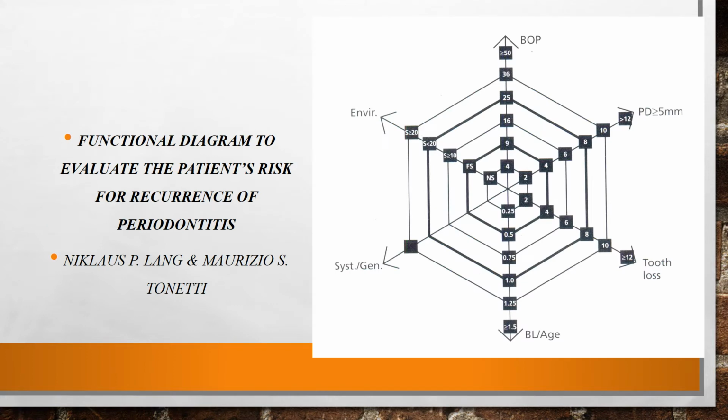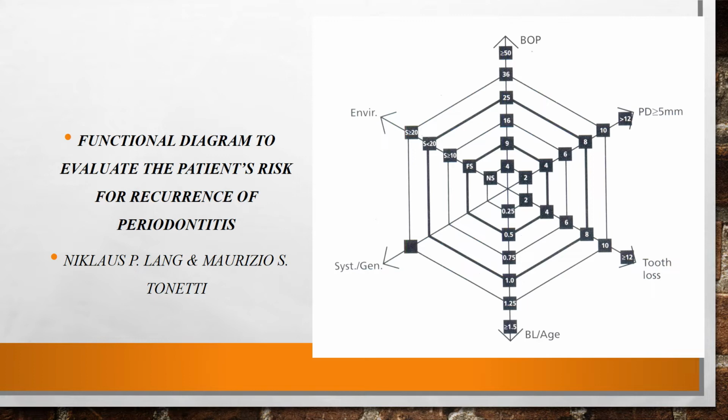This is a functional diagram to evaluate the patient's risk for recurrence of periodontitis, given by Lang and Tonetti as we discussed before. This is the hexagonal functional diagram. It assesses bleeding on probing, that is the percentage of bleeding on probing, and then the number of pocket depths equal to or greater than 5 mm, and also the number of tooth loss. They have been categorized: the initial one is low risk, the next shaded one is moderate risk, and greater than that is higher risk.